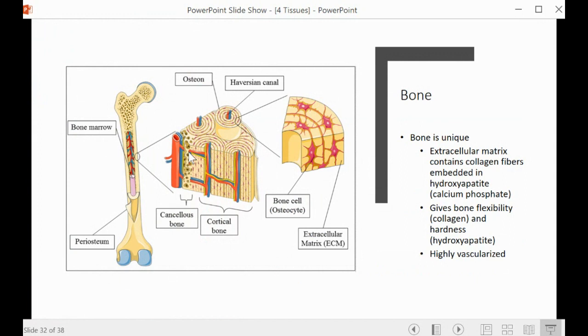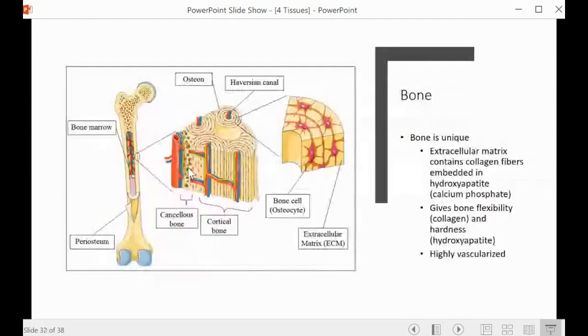Okay, but also bones are flexible. How can it be both hard and flexible? It's very complicated, and we're going to get all into that when we get to the skeletal system. But to give it the flexibility, we have collagen, right? And collagen is in fact flexible. And then the hardness is that hydroxyapatite. And bone is highly vascularized. That means it has a lot of vessels pouring through it, lots of blood vessels. Look at all these blood vessels coming through the bones.